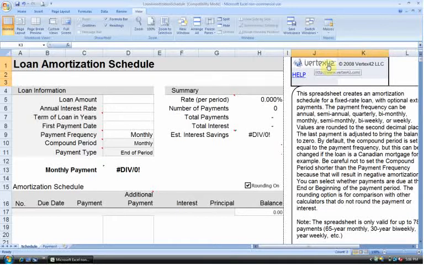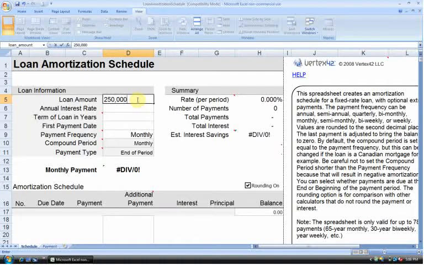Let's get started by looking at some of the input fields. The first major input field is in cell D5, the loan amount. The loan amount is simply how much you are borrowing up front. In this particular situation, we're going to be borrowing $250,000. Like everything else in this spreadsheet, this number can be customized based on the specifics of your loan.